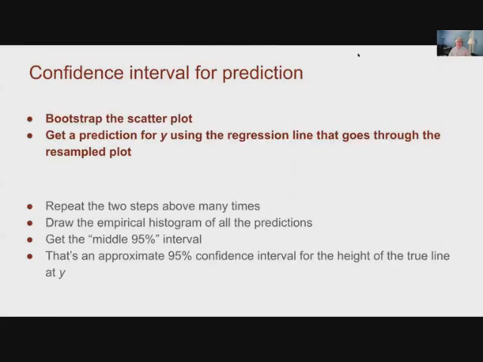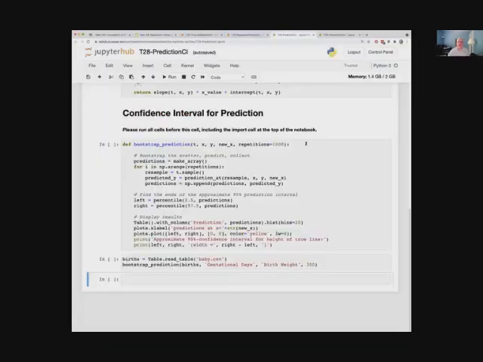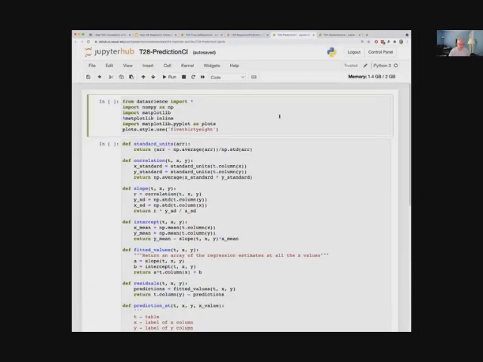So, like I said, we can repeat these steps, look at the histogram, and then, for example, if we wanted a 95% confidence interval, we'll take the middle of that histogram, and that is going to give us our confidence interval for our prediction. And let's put all of that together and see what that looks like.